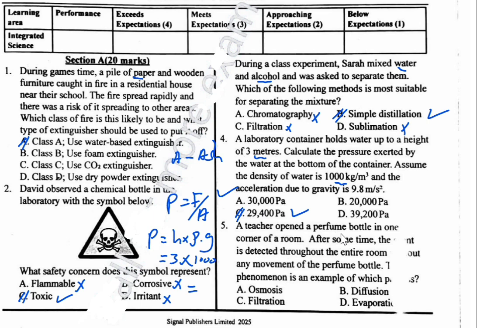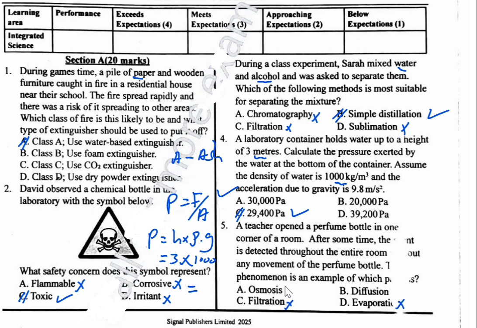A teacher opened a perfume bottle in one corner of a room. After some time, the scent is detected throughout the entire room. It is not visible. Name the process by which the scent was able to spread through the entire room. A, osmosis. B, diffusion. C, filtration. D, evaporation.